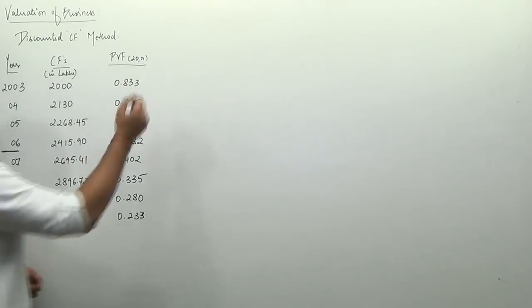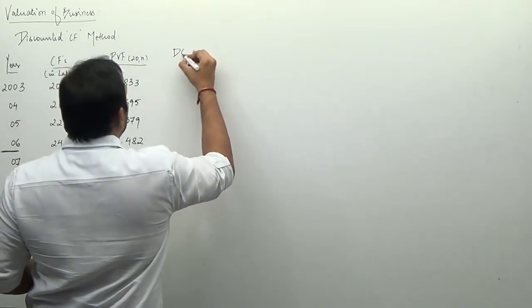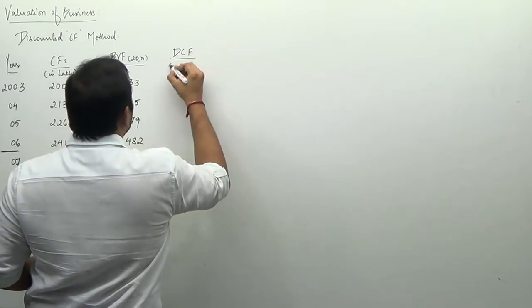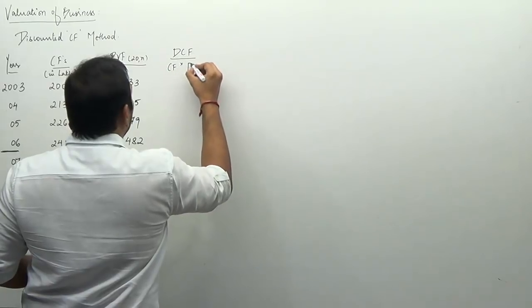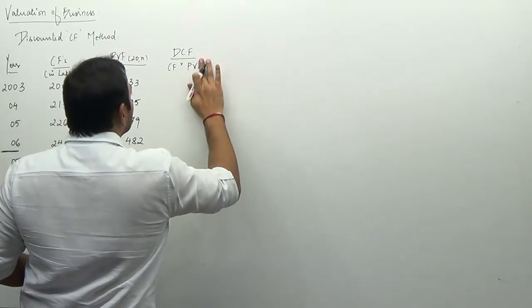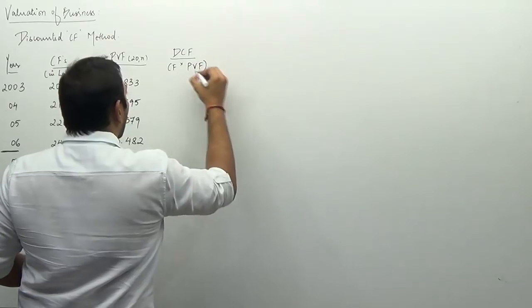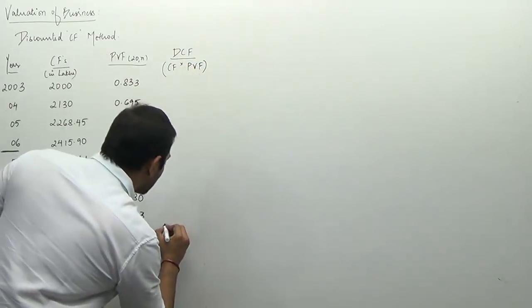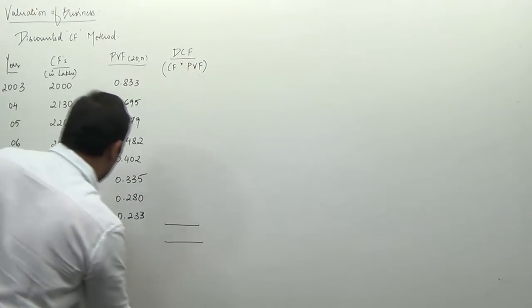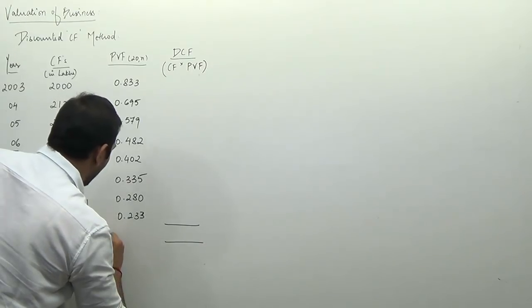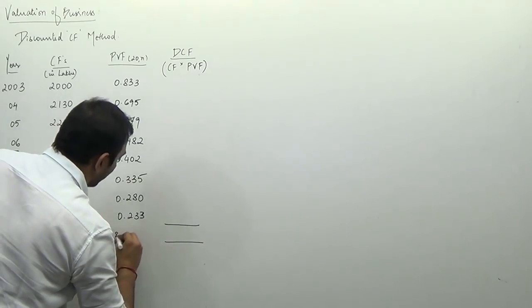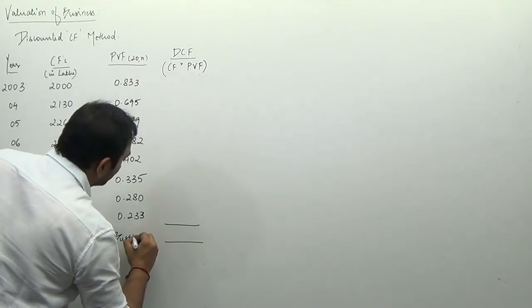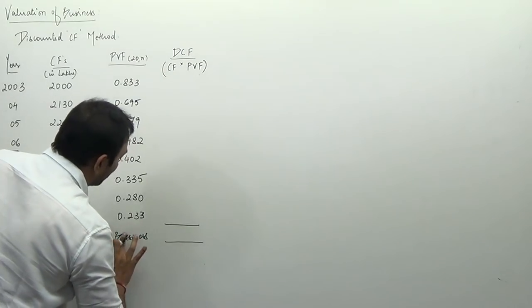These are the present values. Get the discounted cash flows. How do you get discounted cash flow? Cash flow into present value factors. And strike the total. This is the value of business. Calculate and directly get me the value of business.